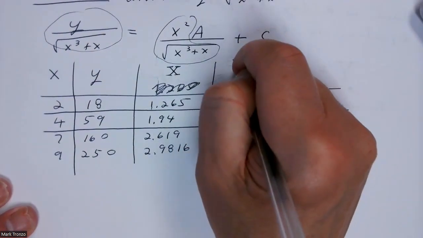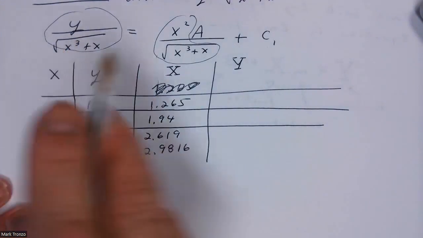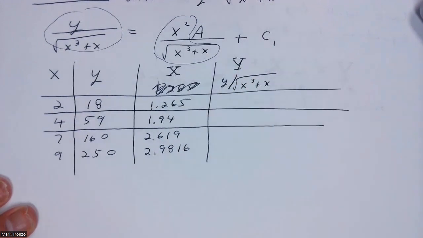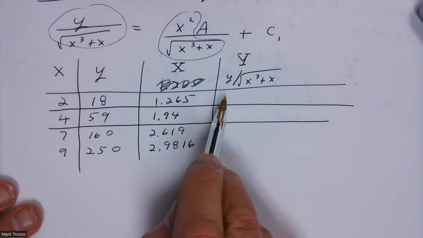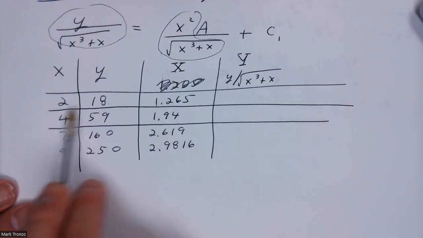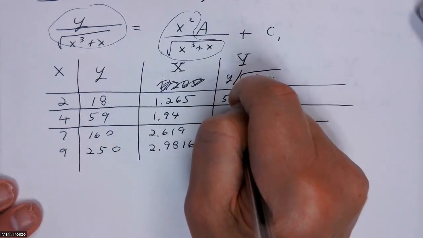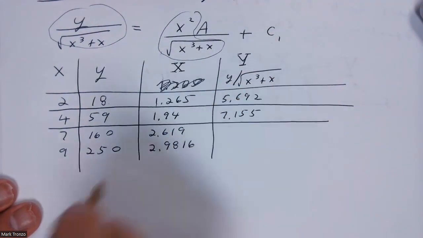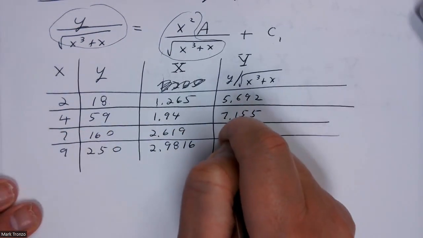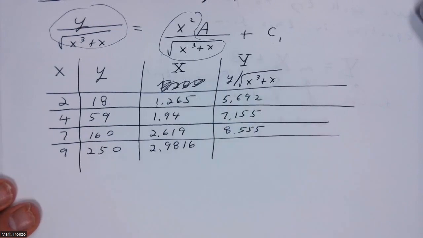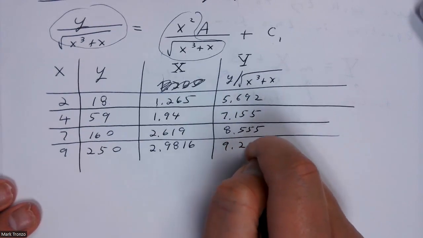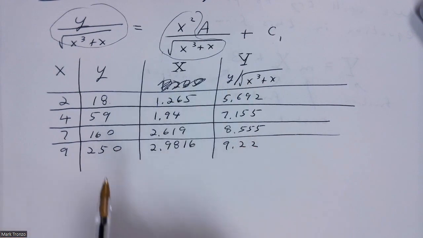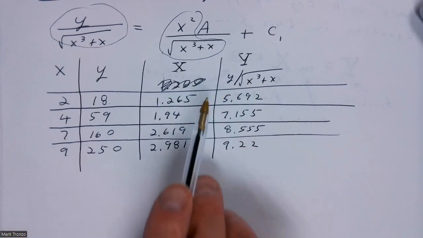Then for the Y, I better write it down. So our Y is going to be our small y divided by X cubed plus X, like that. And when you put this Y value in and this X value in, you get 5.692. The next one is 7.155. Next one is 8.555. And the next one is 9.22, like that. So these capital X and capital Y, these are the values that you will put in Excel.